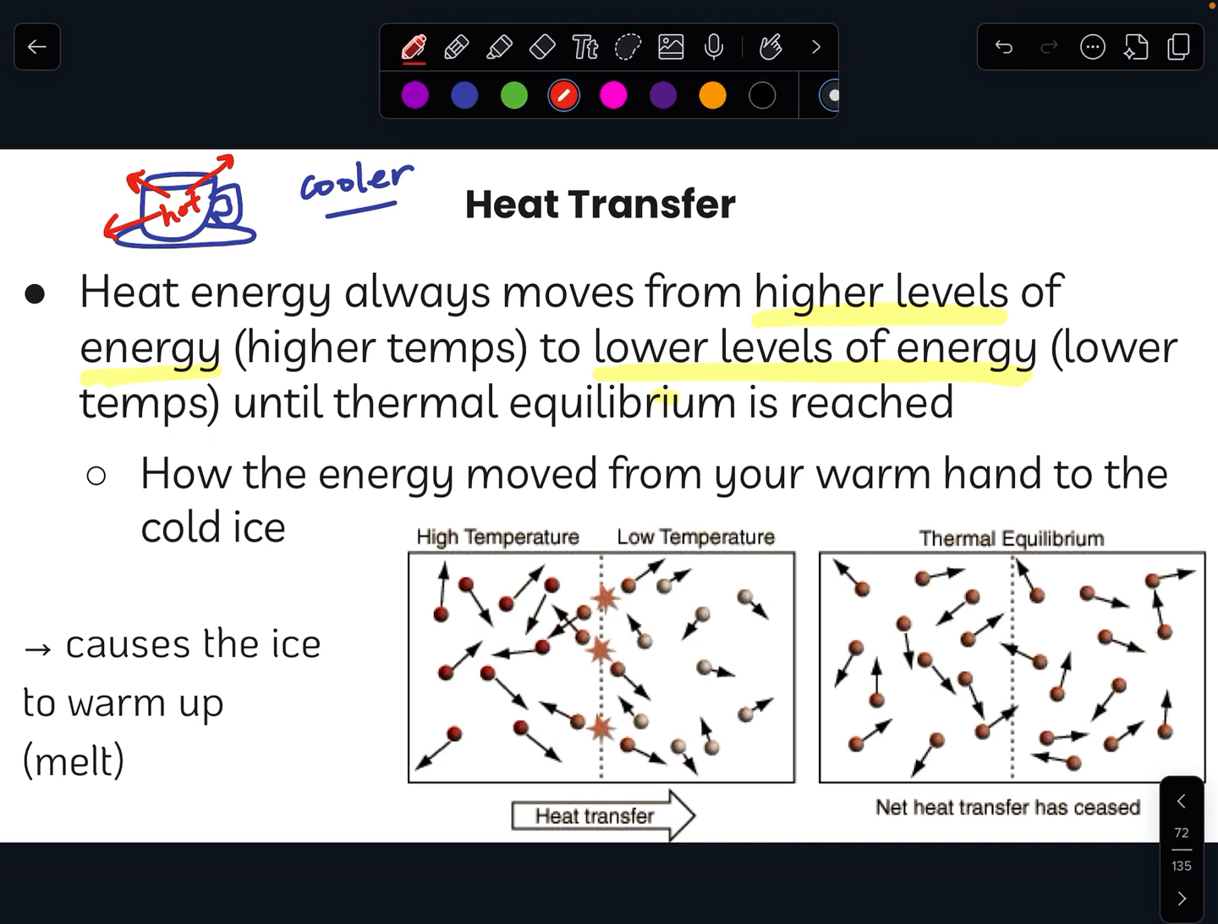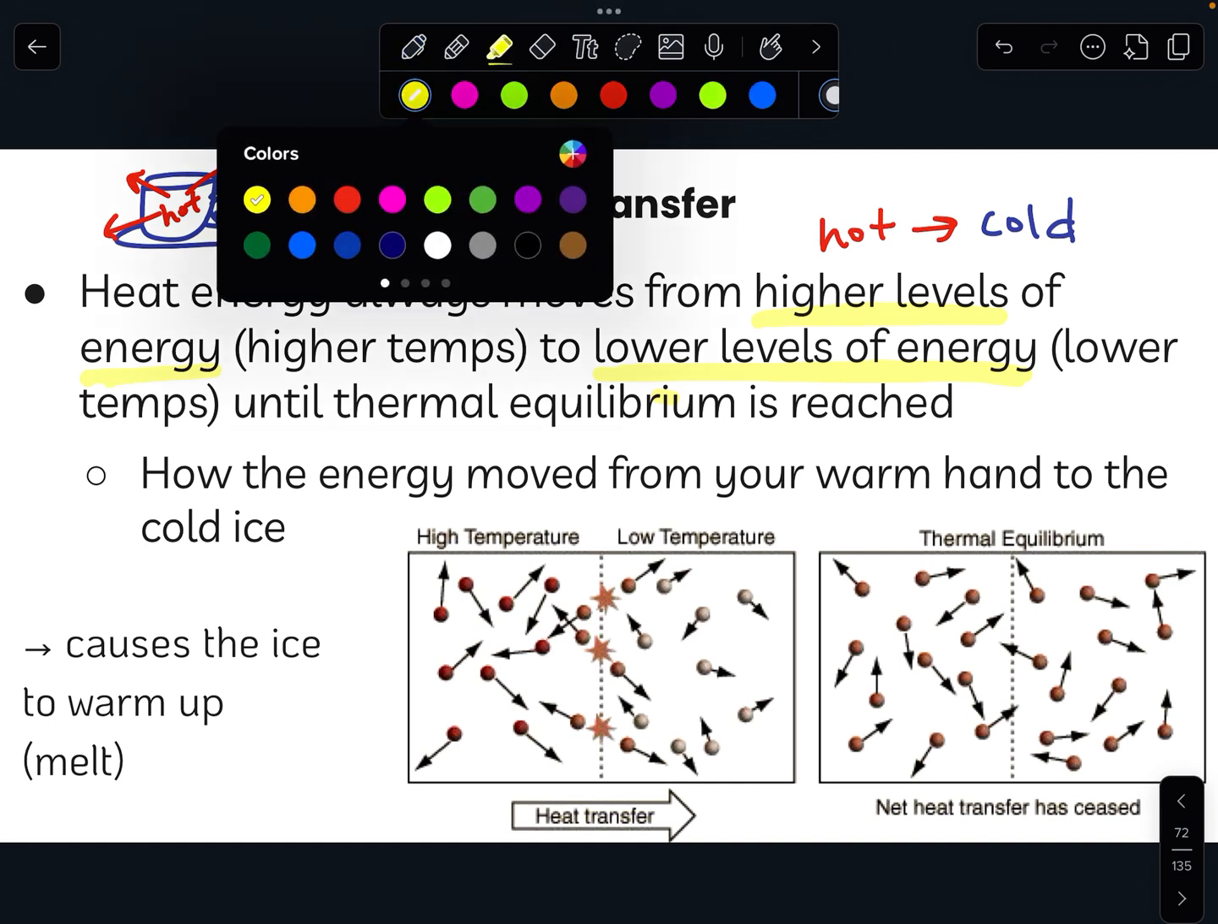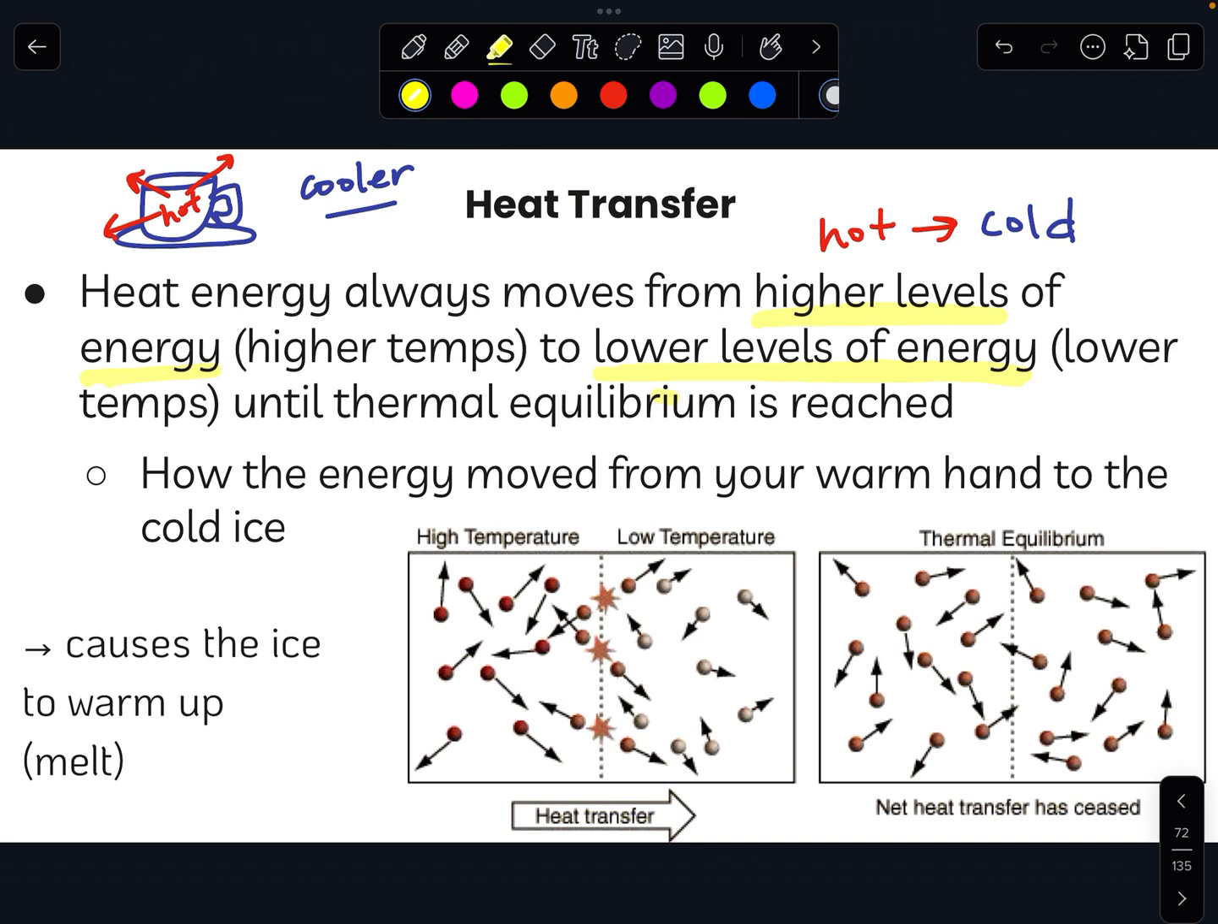It's always going to move from hot to cold. And that's what the picture is trying to show you. The picture is trying to show how we're starting out with high temperatures over here. So we can see our particles are moving very fast. That's what these arrows are trying to show you. And then here we have our low temperatures, right? So our particles are moving a little bit slower. Our arrows aren't quite as long.